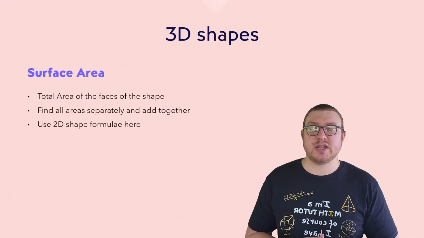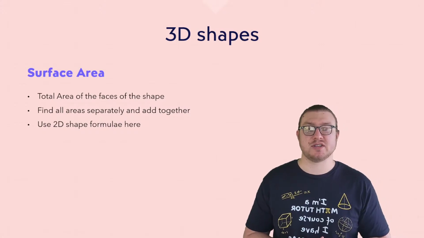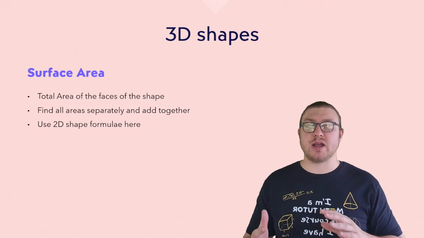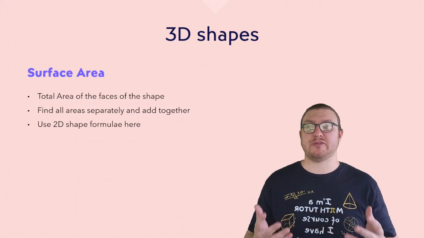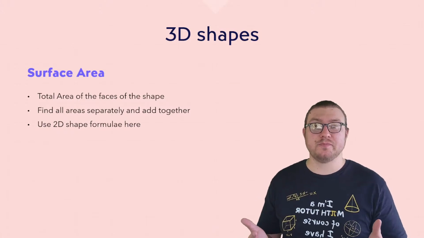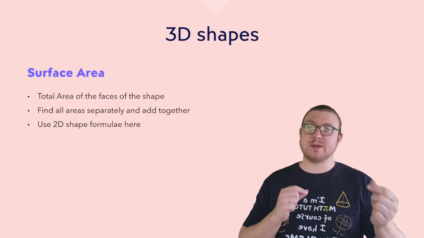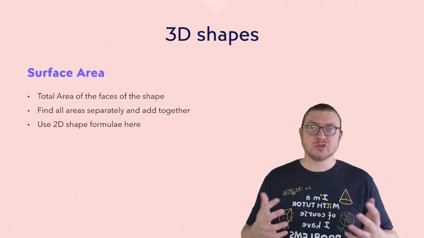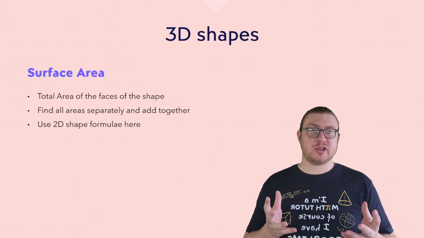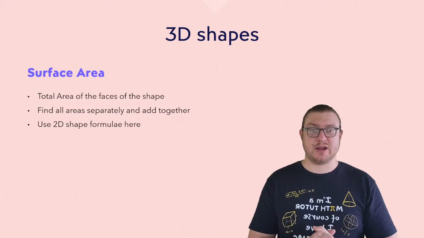The surface area is a concept that they need you to know for 3D shapes. So this is just the area of each of the faces of the shape. So if you have a cube, then each of these 6 faces, you need to find the area separately one by one and then add them together. Try and be smart about it, because in a cube, all the sides, all the faces have the same area.